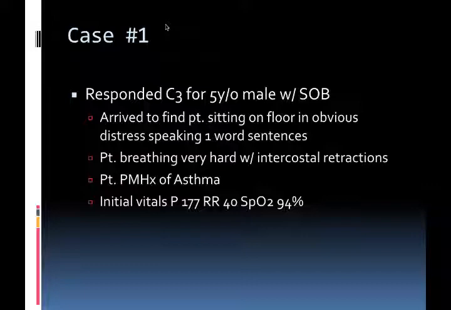So this is the first case. This is a code 3, and if you ran on this case, it'd be helpful to get maybe your input for the others in the room. So it's a code 3 for a 5-year-old with shortness of breath. And this kid was in obvious distress, speaking one-word sentences. He had a history of asthma, apparently, and was obviously retracting and having a difficult time with his respiratory status. His pulse was 177, respiratory rate was markedly increased, and he was a little bit hypoxic, obviously trying to compensate.